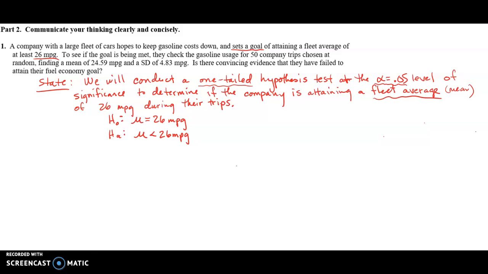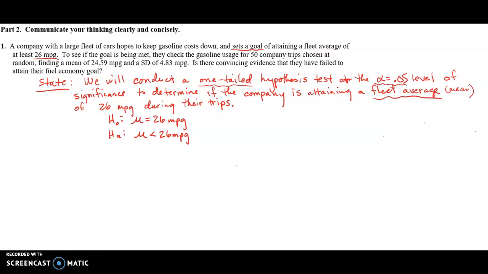And this is an important detail. We want to know if they're achieving their goal. If they get over 26 miles a gallon, then they are achieving their goal. So if yes, they are achieving their goal, then that would be the null. If they are not, then that means they're getting under 26 miles per gallon. So this should be a one-tailed test, and the one tail is if their fleet average is under 26 miles per gallon. And then the last part is we want to define any notation that we introduced here.